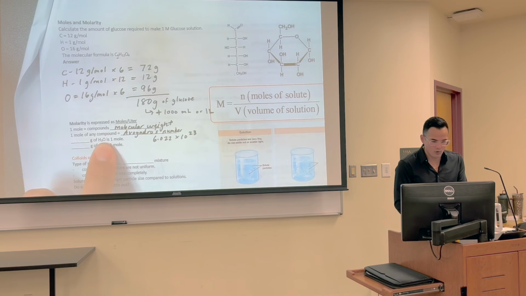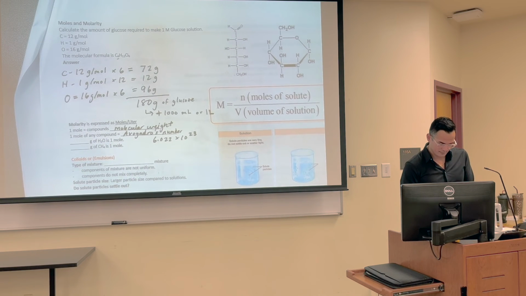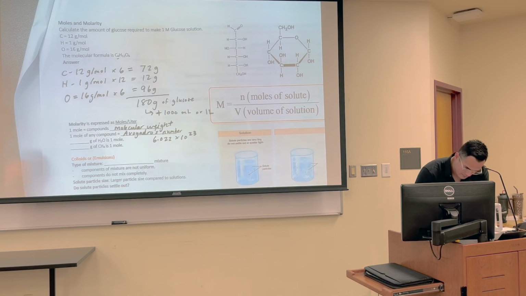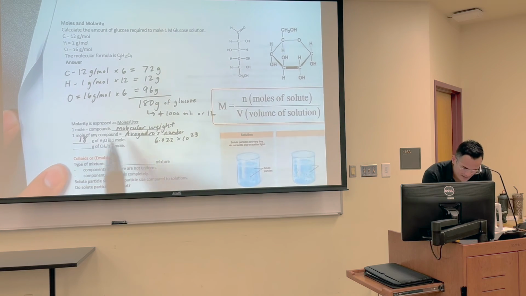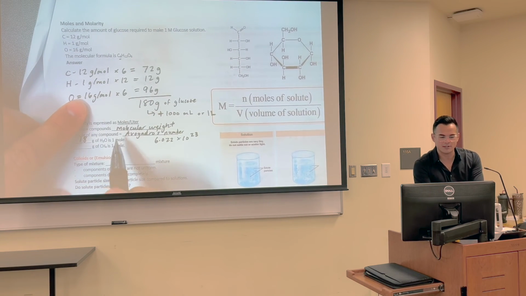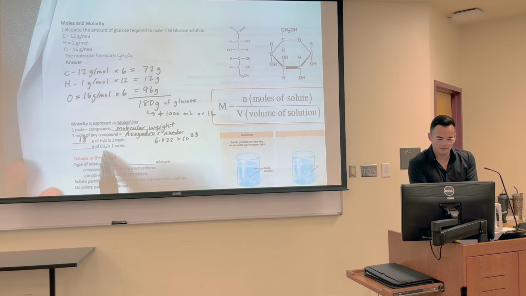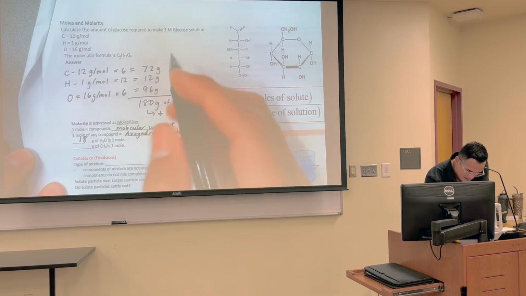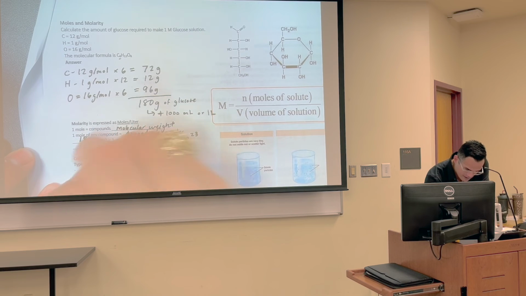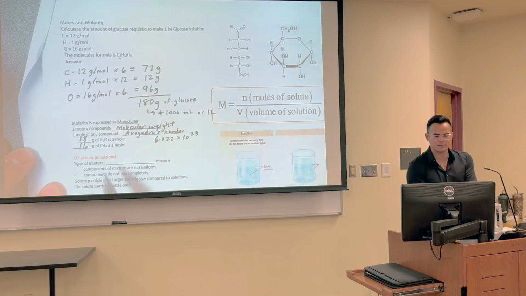How many grams of water is 1 mole? 18. You got 16 grams per mole for oxygen, and then you just add 2. Methane here, what would the answer be for this one? 16. Right, you just take 12 plus 4 to get us 16.